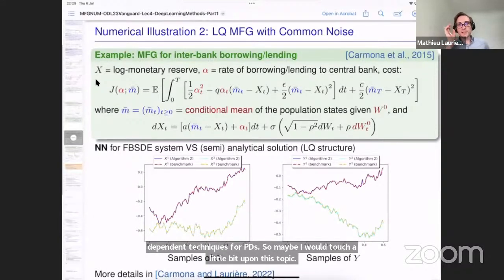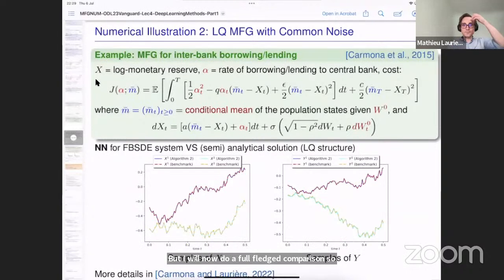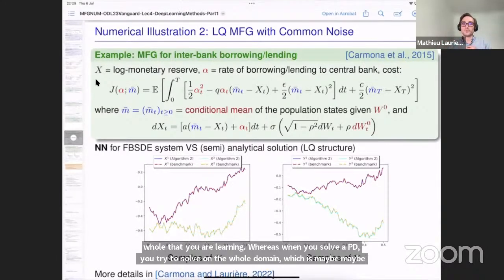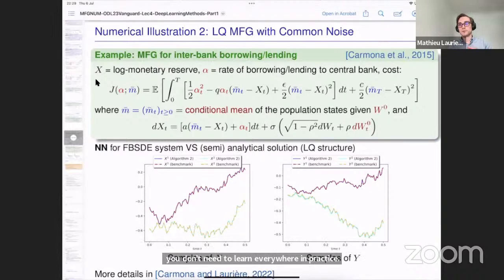So intuitively, I think the FBSDE techniques are going to focus naturally on the region that matters somehow, because the process you explore is automatically controlled using the controls that you are learning. Whereas when you solve a PDE, you try to solve on the whole domain, which maybe you don't need to learn everywhere in practice. So maybe there is a trade-off here, but yeah, maybe we can talk more about this tomorrow. Thanks for your question.